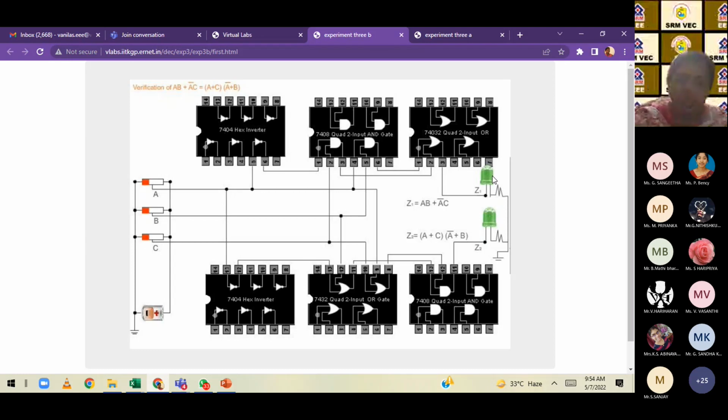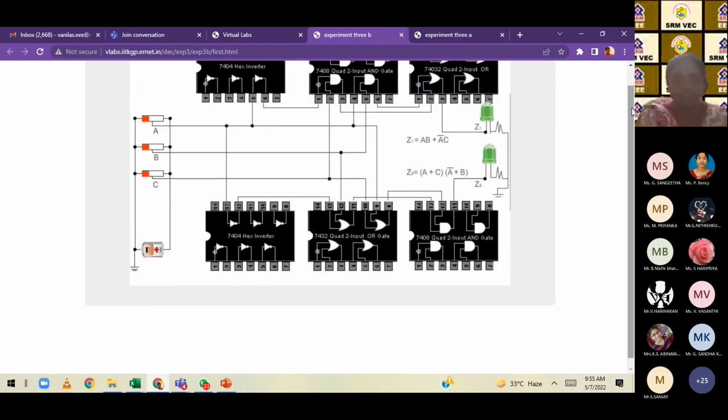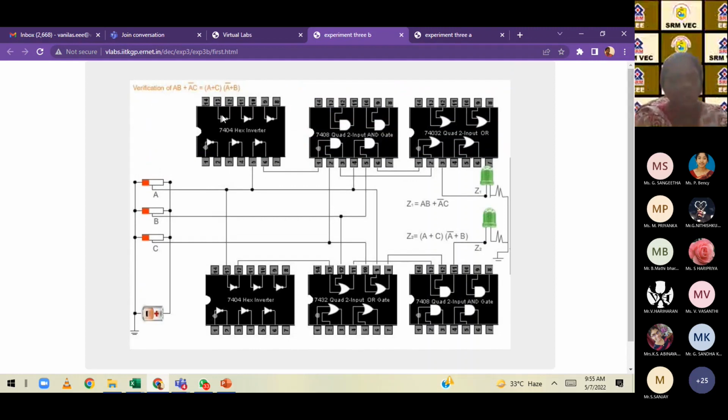So in the truth table, we have seen that when the output is 0, the LED will not glow, and for the next case, the LED will glow. So how to do the connection? The connection is very simple. Students, what ICs do we need? We need an inverter to perform A bar here, and we need the AND gate to do AB and A bar C, and then we need an OR gate to combine them, and we need this.